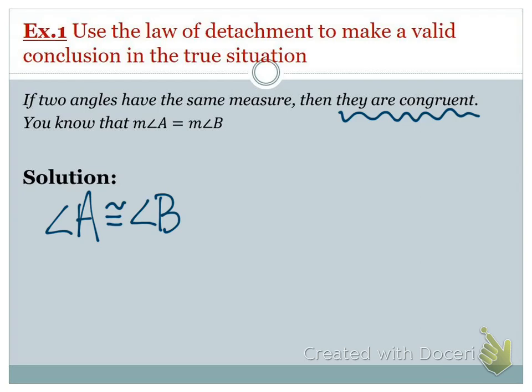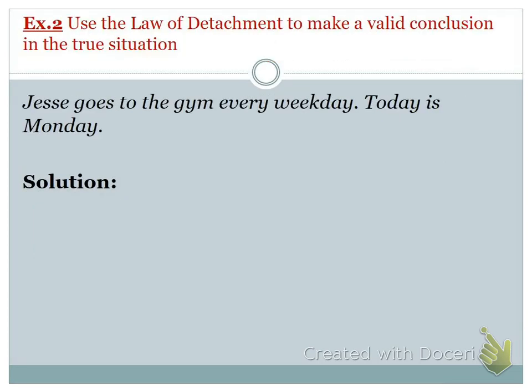The law of detachment is usually so easy, some people make it hard. You're given a conditional statement, you're given a piece of information, you're asked to draw the logical true conclusion. The end. So let's try another one. On number 2, Jesse goes to the gym every weekday. Now that wasn't written as a conditional statement, but we could write it that way. If it is a weekday, then Jesse goes to the gym. But we are told today is Monday, so what conclusion could we draw?